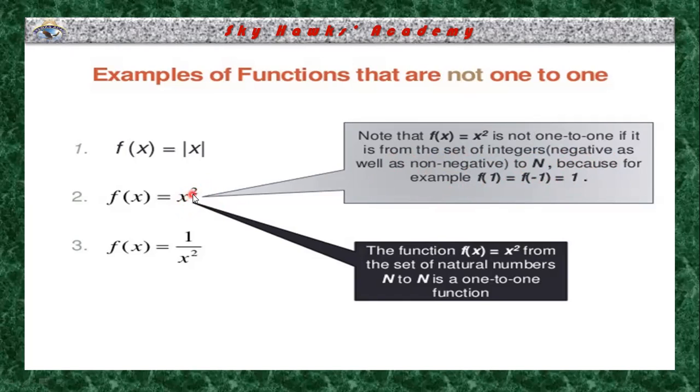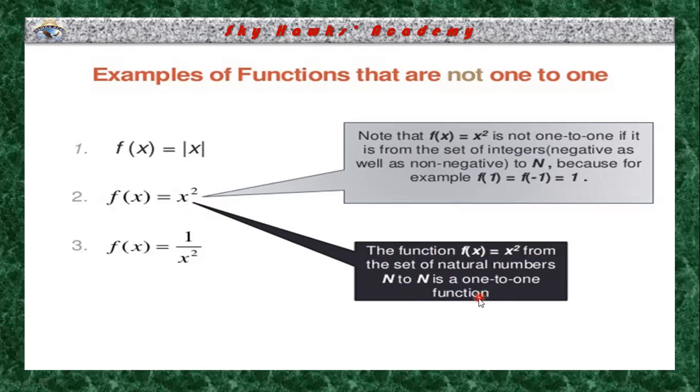So if you are taking plus 2 or minus 2, you will get 4. So that's why minus 2 and minus 2 both map to 4, and that's why this is not 1 to 1. The other function, f(x) = x square from the set of natural numbers N, is a 1 to 1 function.